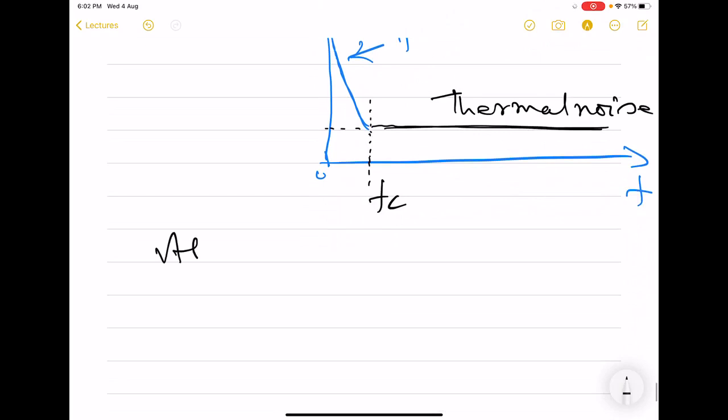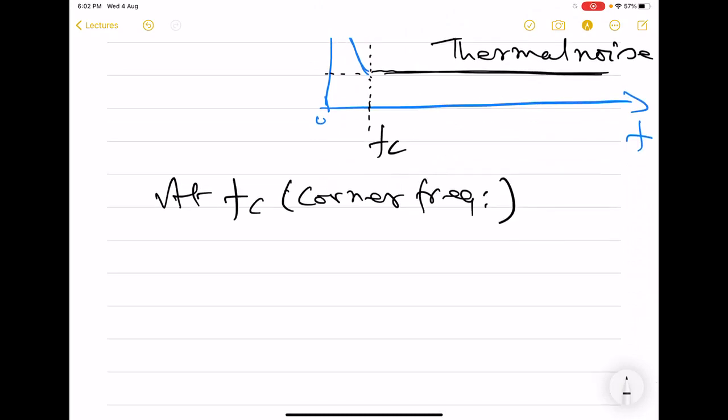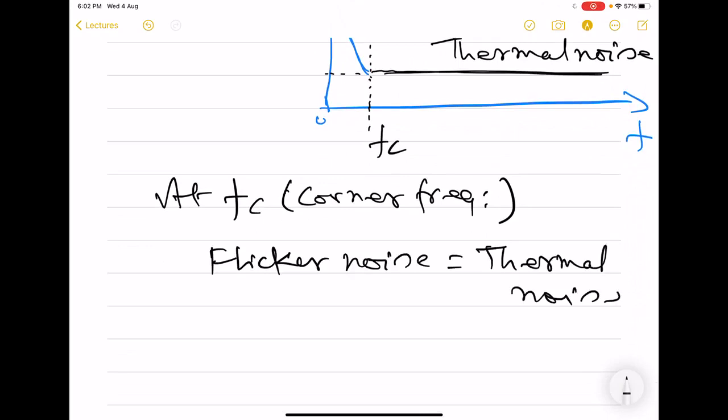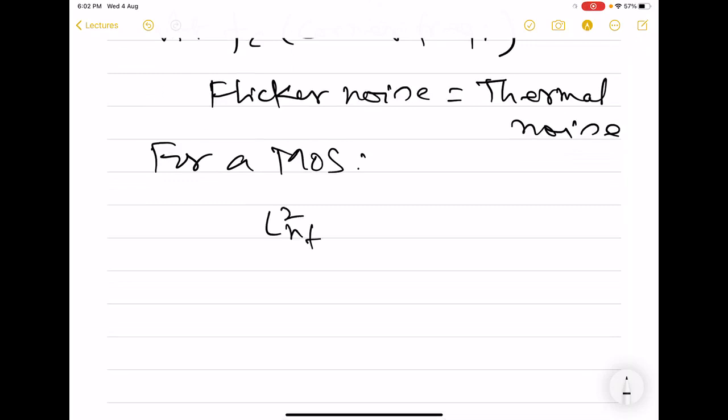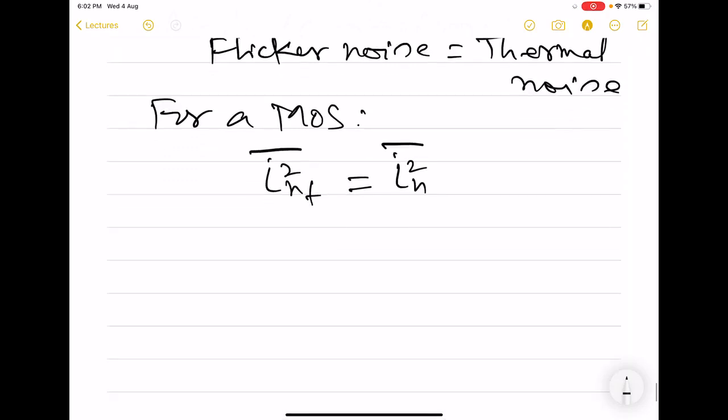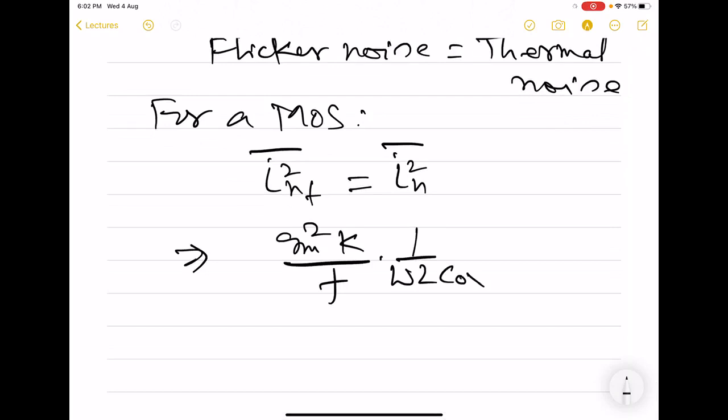So at FC, which is the corner frequency, what happens is flicker noise becomes equal to thermal noise. So we can equate the drain thermal noise current to the drain flicker noise current for a MOSFET. So for a MOS, what we will have is I_nf mean square is equal to I_n mean square. So this we have already found out. This was Gm square K by F, 1 by W L Cox, and this was equal to 4kT gamma, and here we can have gd0. Keep in mind that we are talking about this with respect to per Hertz quantity.